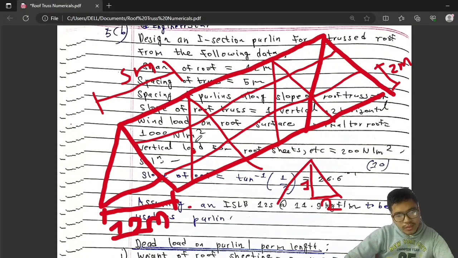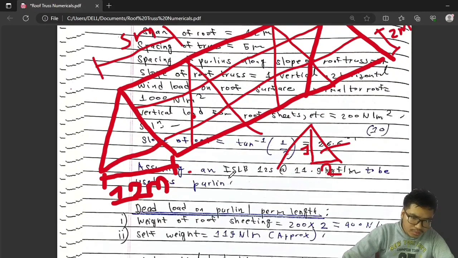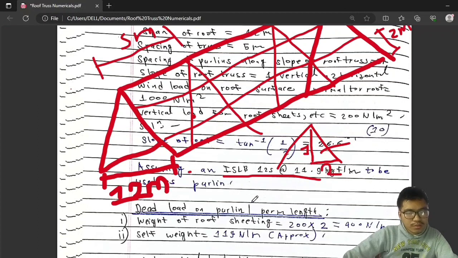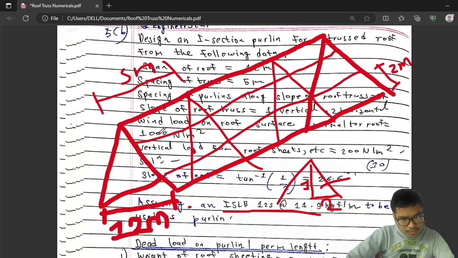And wind load and vertical load are also given. Slope is tan inverse of vertical by horizontal. Tan inverse 1 by 2, that is 26.6. Assuming, we have to assume this by trial and error method, ISMB 125 at rate 11.9 kg per meter to be used as purlin. Dead load of purlin: weight of roof sheeting is 200 Newton per meter square.